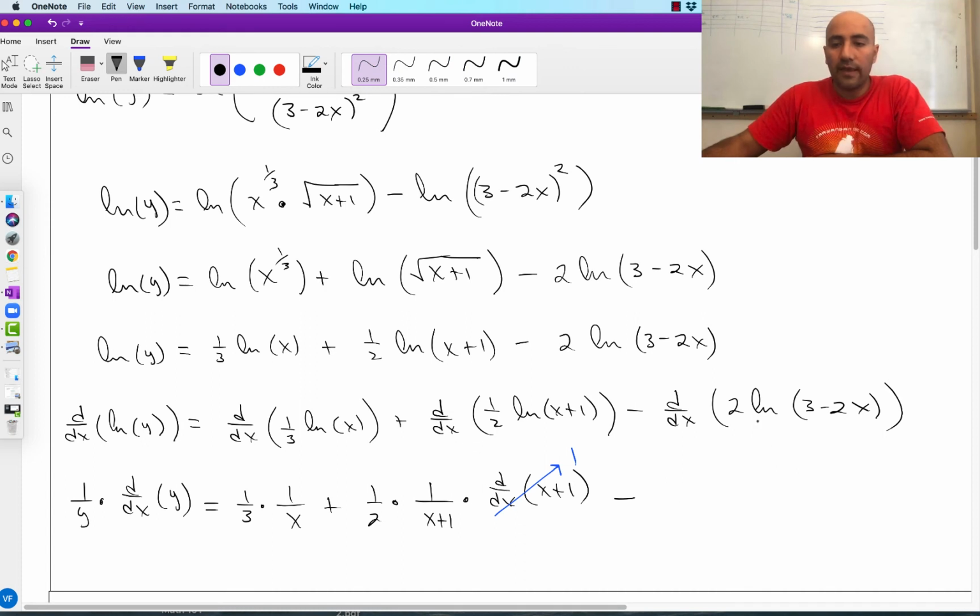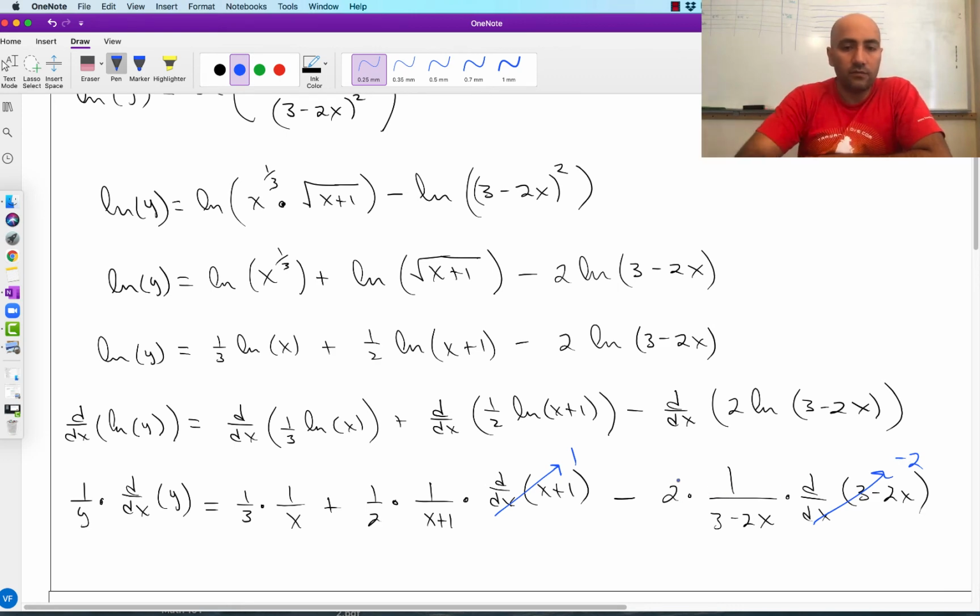Minus, and then here again we have a 2 times 1 over 3 minus 2x using the chain rule. Again, we're pretending this is a single letter, say w. So ln of w has derivative 1 over w, times the derivative with respect to x of 3 minus 2x, which turns out to be just minus 2. Minus minus is going to be plus 4 in the numerator.